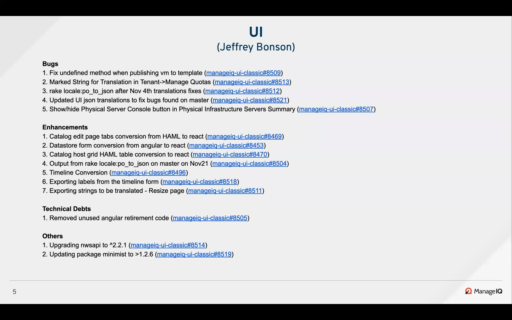Hey, good morning. In this sprint, 15 PRs got merged in the UI Classic repo, out of which 5 are bugs, 7 are enhancements, 1 technical debt, and 2 others. I can explain about them in the following slides.